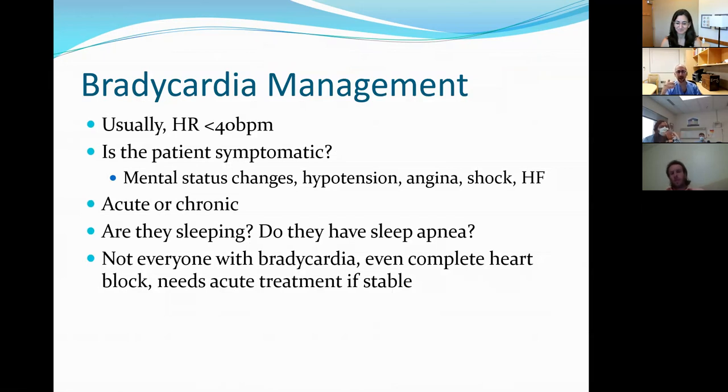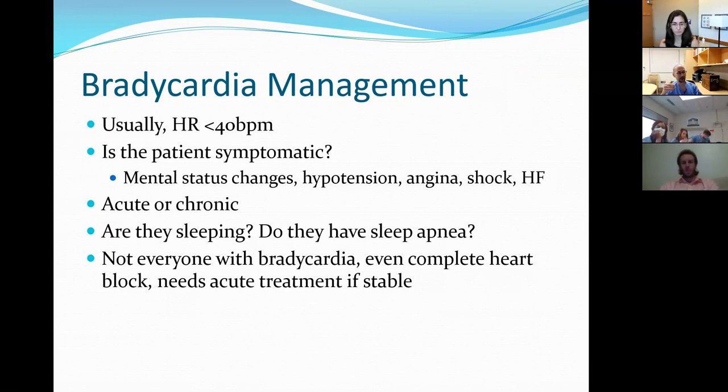All right, so how do you manage bradycardia? Usually what we're talking about is a heart rate less than 40. It's atypical to have someone who's got symptoms in the 50s. Even in the 40s, it's a gray zone. Sometimes you'll get people who are symptomatic, but usually we're talking about heart rates less than 40.